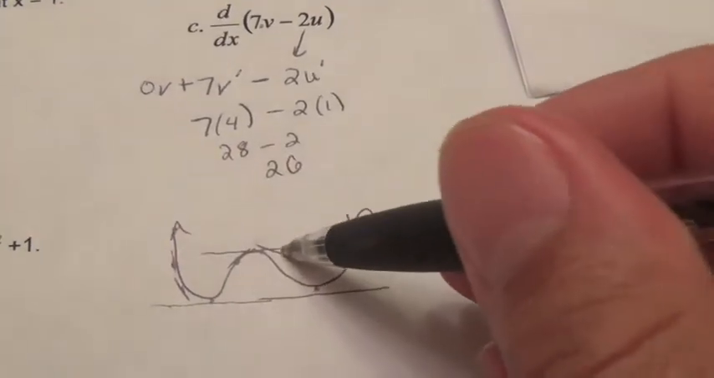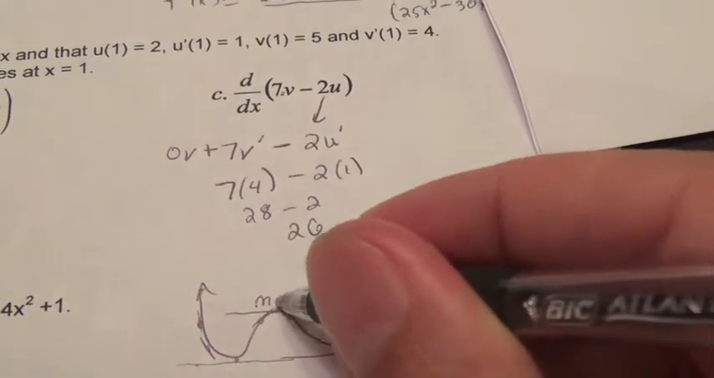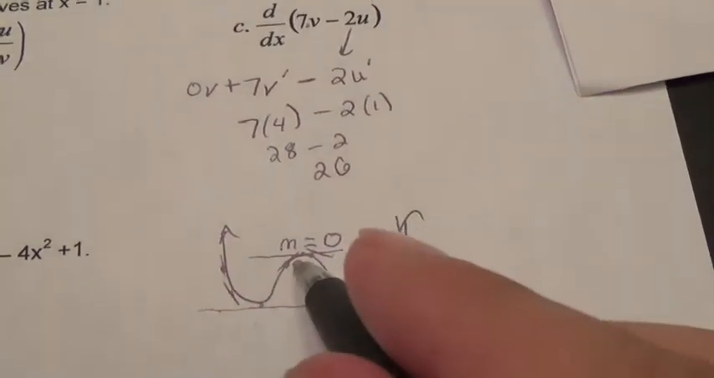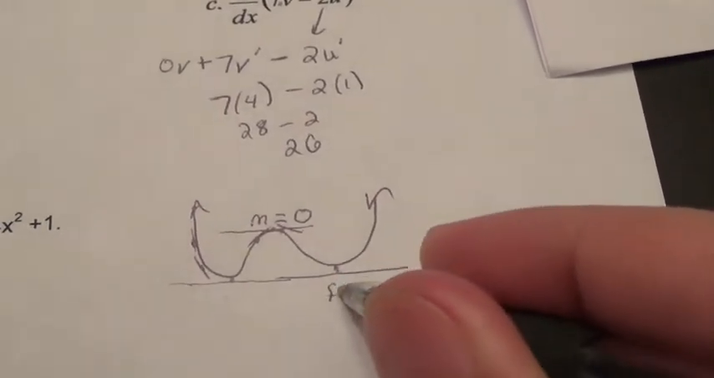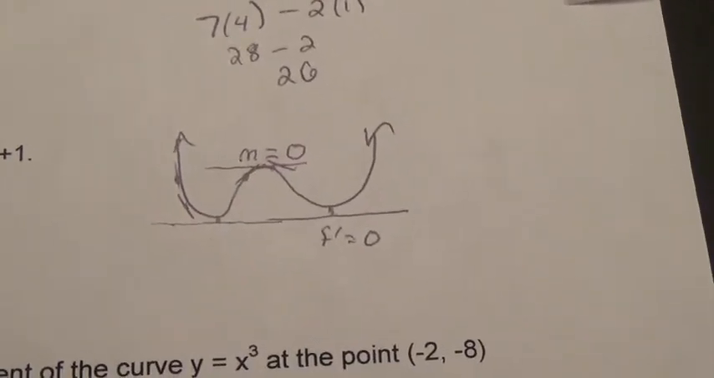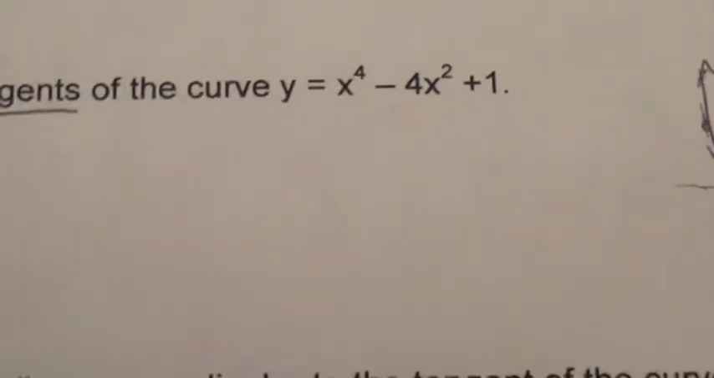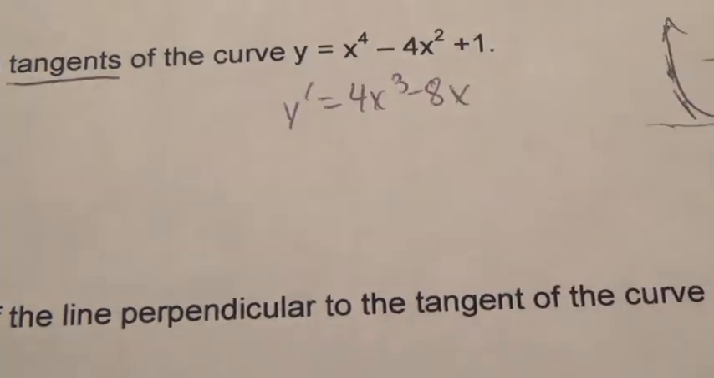Well, at these points, if your tangent lines are horizontal, what we already know is the slope of any tangent line is 0. Slope equaling 0 is basically the same as saying your derivative equals 0. So when we're looking for horizontal tangents, we're looking to see where our derivative equals 0. If we come back over there, that's our function. If we take our derivative, that's 4x cubed minus 8x using our rules from the front.